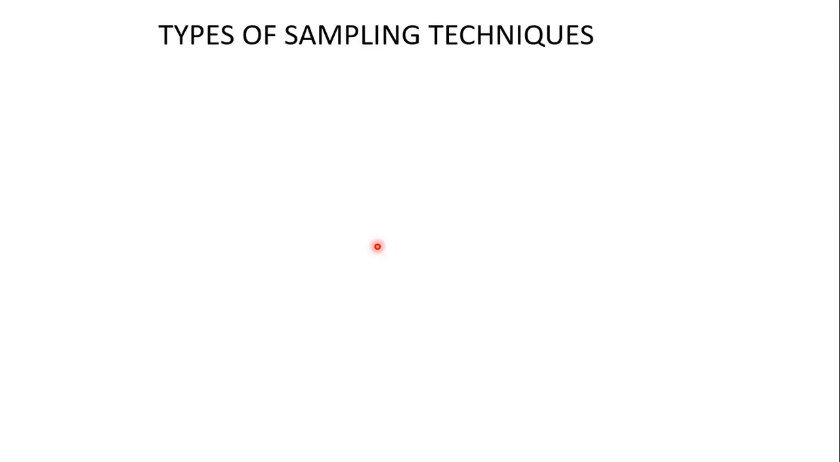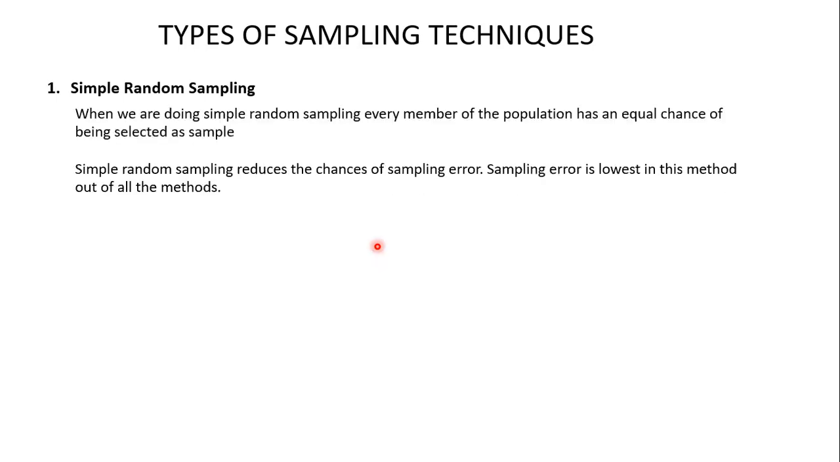So moving on to the types of sampling, we have simple random sampling. Here, basically, we will be discussing most of the sampling techniques which are used in data science. I'm not going to cover them in depth. I will just explain the famous sampling techniques over here.